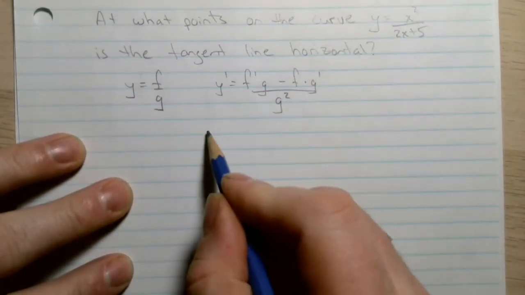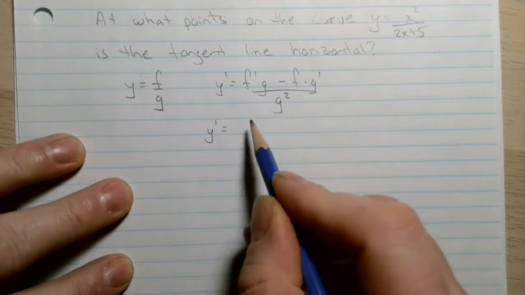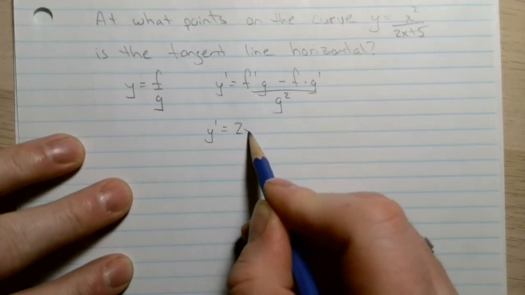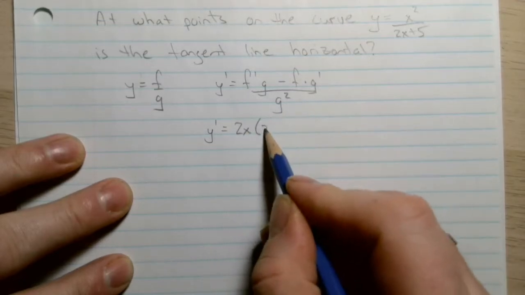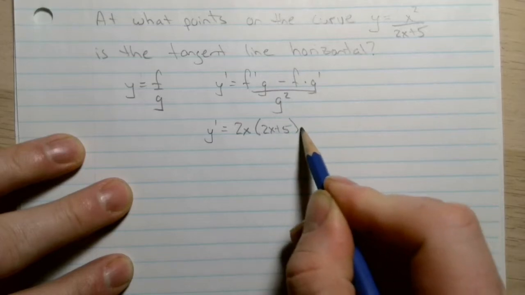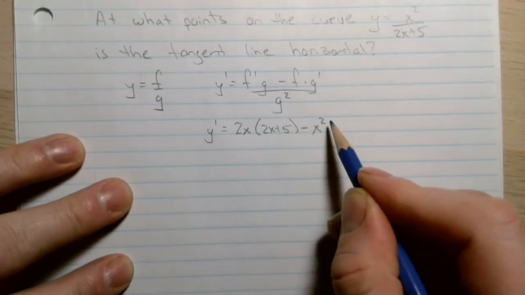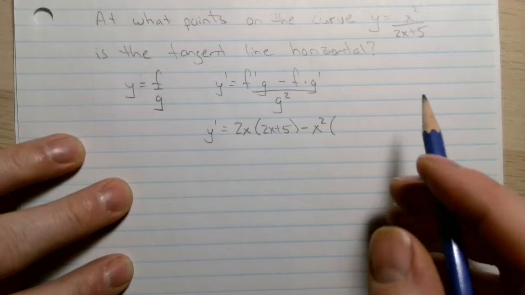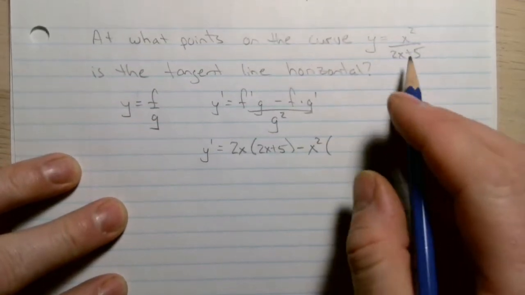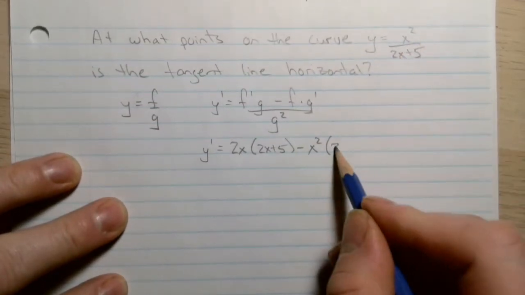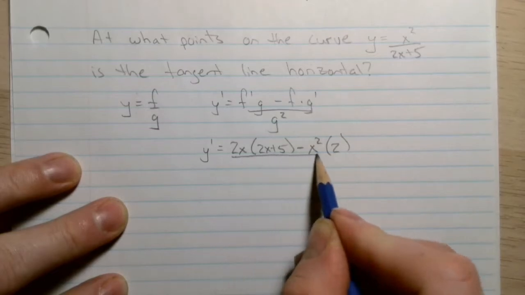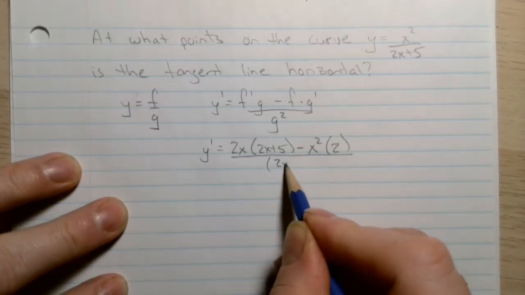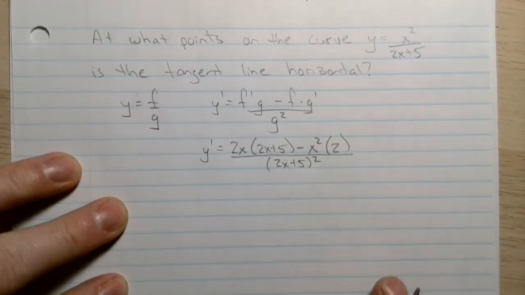So in this particular case, y prime is going to be the derivative of the numerator, 2x, multiplied by 2x plus 5, the denominator, minus the numerator, x squared, multiplied by the derivative of the denominator, which in this case is just going to be 2, all over 2x plus 5 squared.